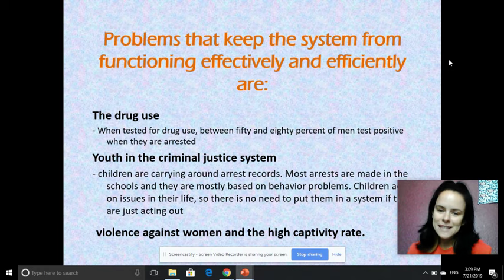Problems that keep the system from functioning efficiently and correctly are drug use, the youth and criminal justice system, violence against women, and the high capacity rate.